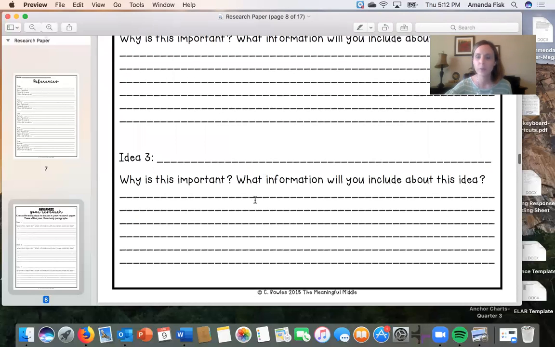Last, idea 3, I would like to learn about their history. And maybe when I'm writing my final copy, I'll put this as my first paragraph so people understand a little bit about Portugal first, and then I'll go into the food and the cool places to visit. But I just thought of it now, so I'm going to write it here. So I would write history.